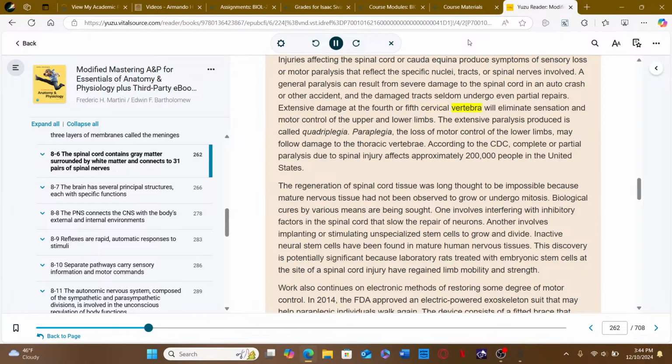Extensive damage at the fourth or fifth cervical vertebra will eliminate sensation and motor control of the upper and lower limbs. The extensive paralysis produced is called quadriplegia. Paraplegia, the loss of motor control of the lower limbs, may follow damage to the thoracic vertebrae. According to the CDC, complete or partial paralysis due to spinal injury affects approximately 200,000 people in the United States.